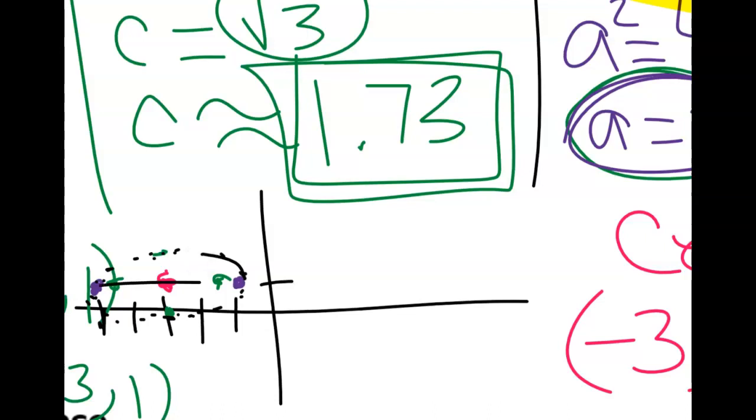So major axis, minor axis, vertex, vertex, plural vertices, focus, focus, plural foci. And some people call it foci. I really don't know who's right.